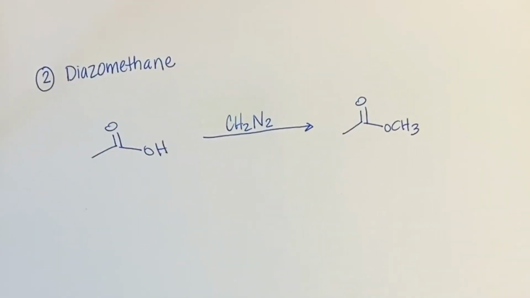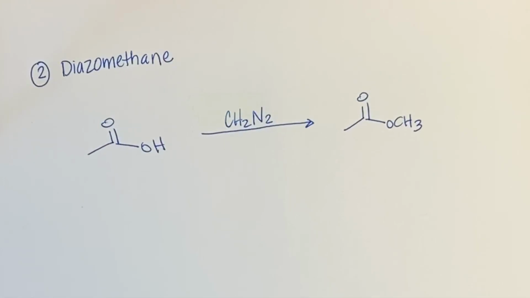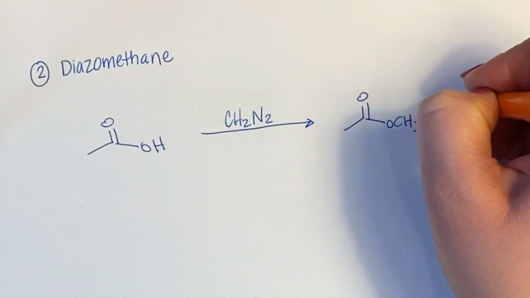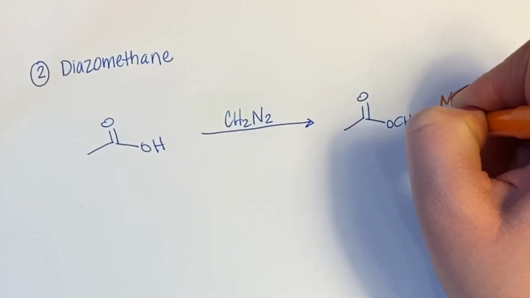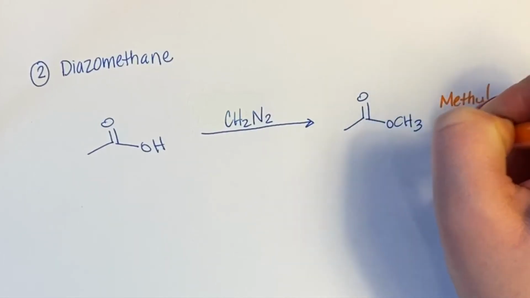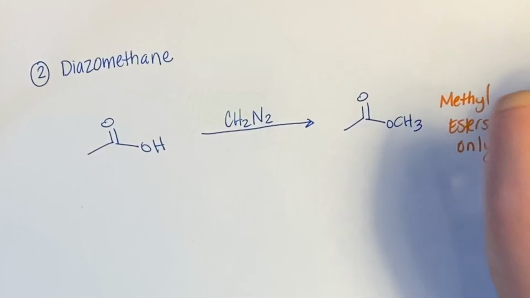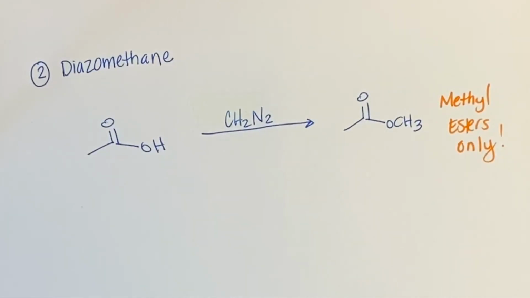The second way to synthesize an ester is through the use of diazomethane as our reagent. So it has a formula of CH2N2. The limitation on this reaction is that it makes methyl esters only. There's no such thing as diazoethane or diazopropane. This reaction is specific to making methyl esters.